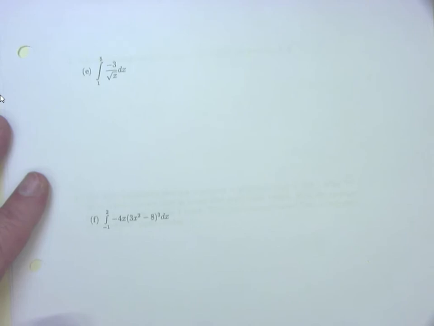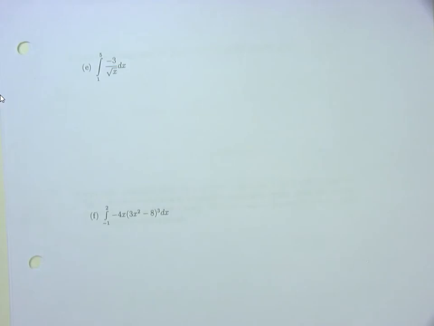Let's take a look at this guy. The integral from 1 to 5 of -3 divided by the square root of x dx. I don't do square roots. What's a square root? Half a power. I don't do stuff on the bottom when they have powers. Stuff on the bottom when they have powers, you bring it to the numerator and make the exponent negative.